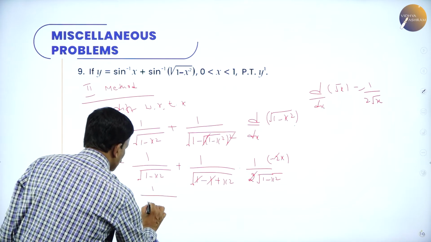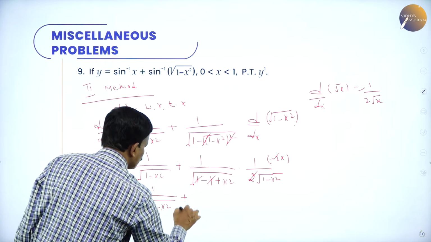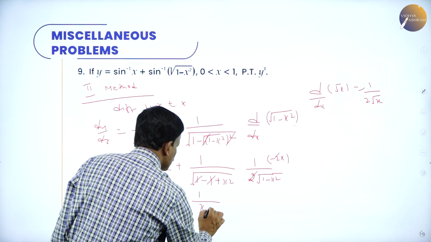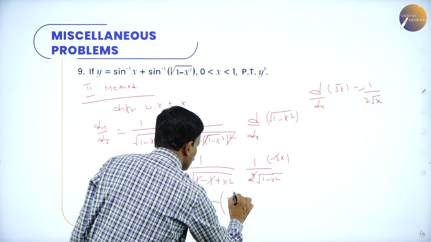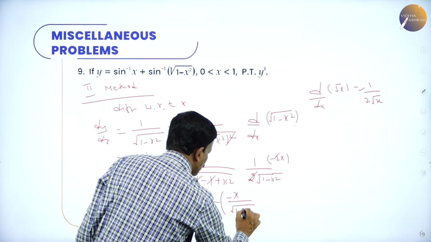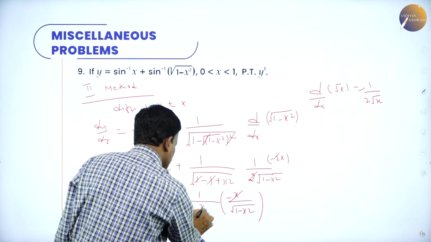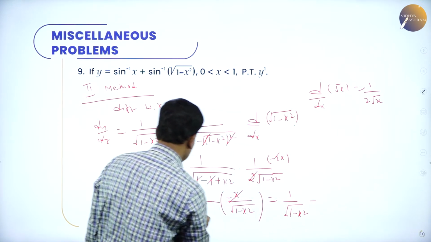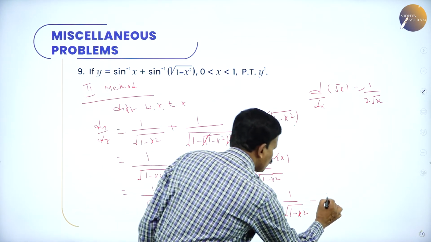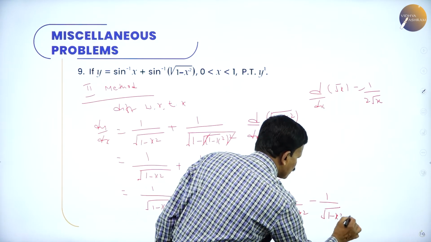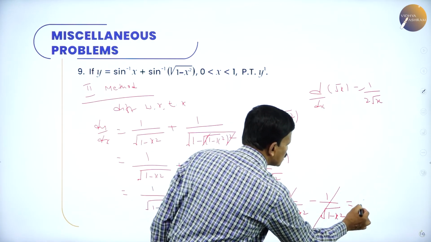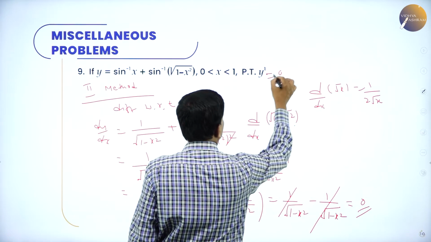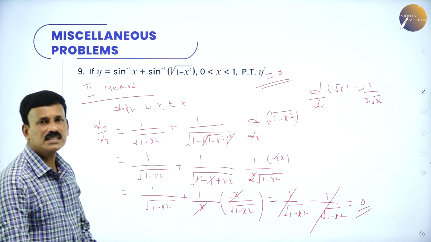What is left over is 1 by root of 1 minus x square plus here 1 over square root of x square is x into, here what is left over is minus x divided by root of 1 minus x square. This x and x gets cancelled. What is left? 1 by root of 1 minus x square plus into minus minus 1 divided by root of 1 minus x square. Again these two gets cancelled, is equal to 0. So y dash is equal to 0. That's it. This is the second method.